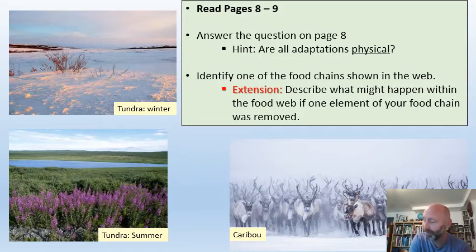And then secondly, on page 9, can you identify one of the food chains found in the web on page 9? So remember, the web is what's happening between all the animals in that ecosystem, but the food chain would just be one line. So how one thing affects another, affects another, affects another. So can you just pull out one food chain from that food web on page 9?